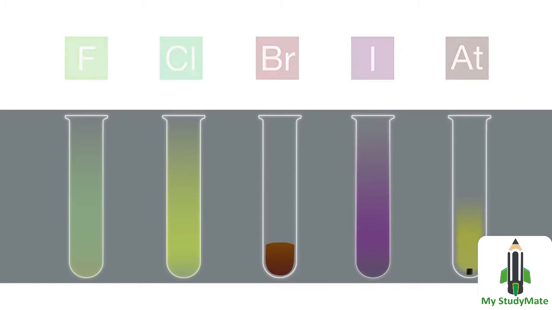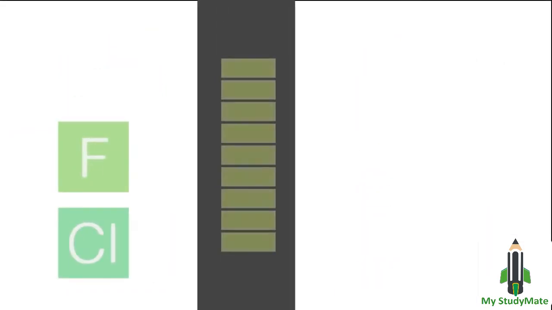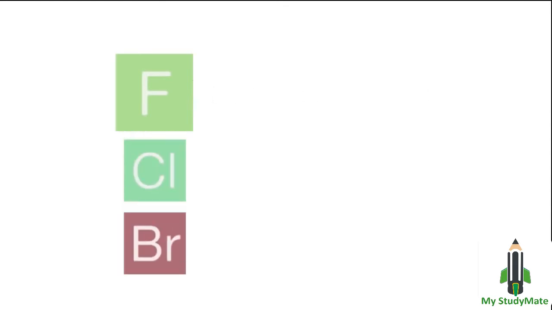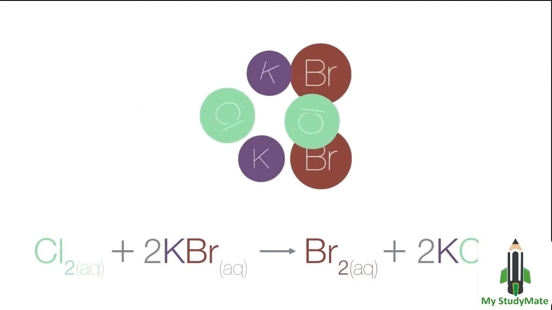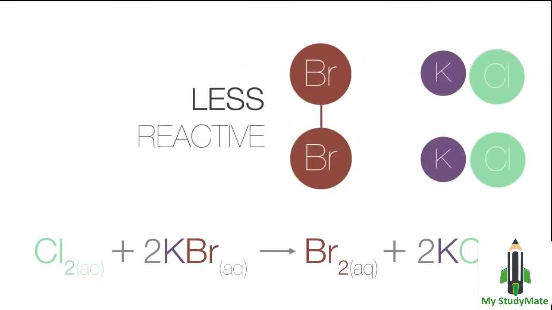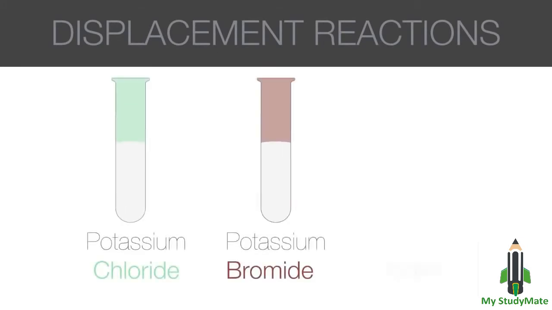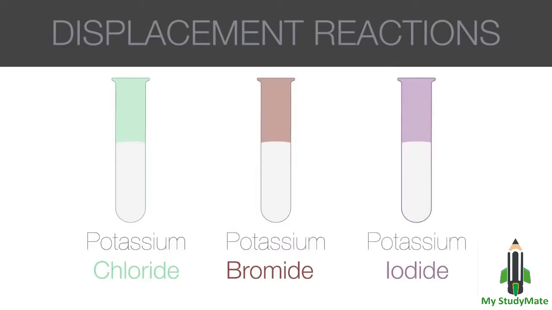Moving down the group, the reactivity of the halogens decreases. So a selected halogen is always more reactive than the halogens below it. A more reactive halogen will always displace a less reactive halogen in a compound. We will demonstrate these displacement reactions using aqueous solutions of potassium chloride, potassium bromide and potassium iodide. Note that these are all halogen-containing compounds.